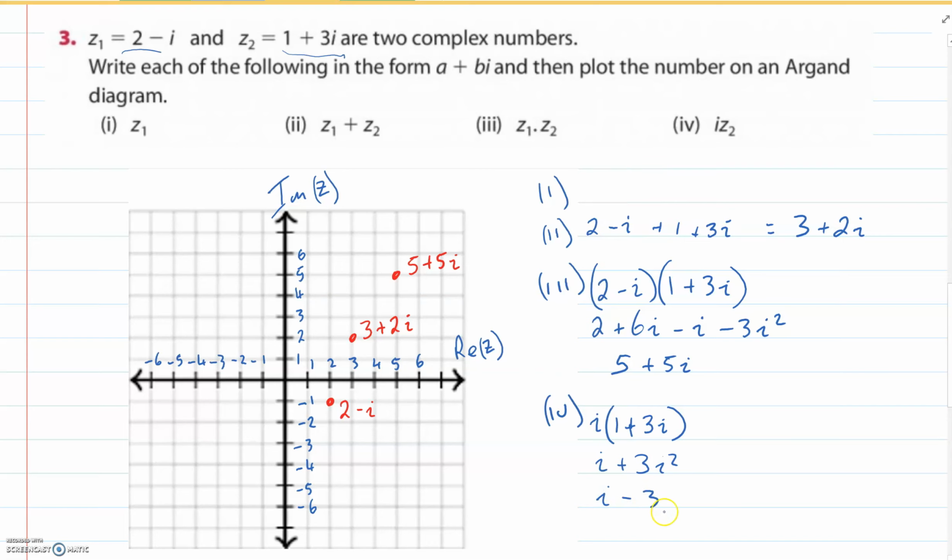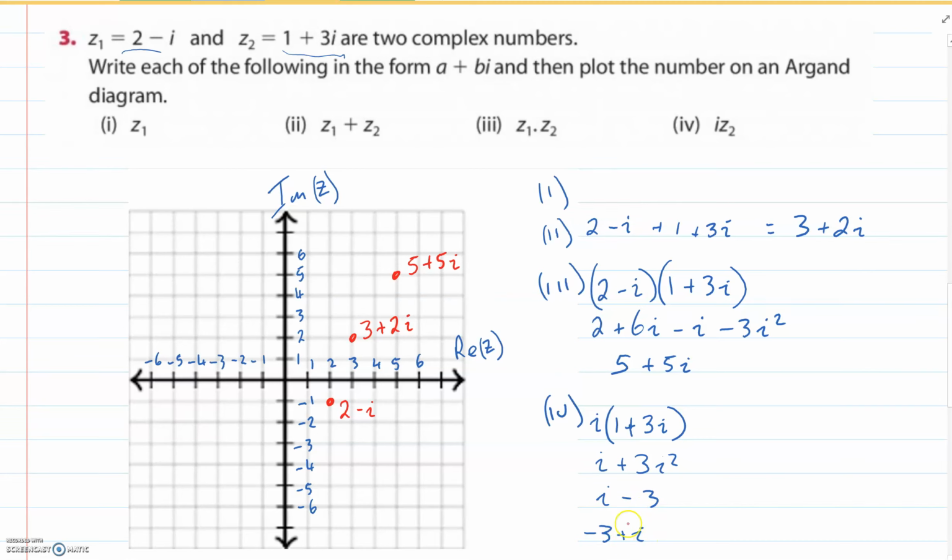And again, whatever part is positive would tend to go first. So you tend to write that as i minus 3 as opposed to minus 3 plus i. But again, they are exactly the same. You're not going to lose marks there by writing it like that. It's more of a, what I call, a maths grammar thing.